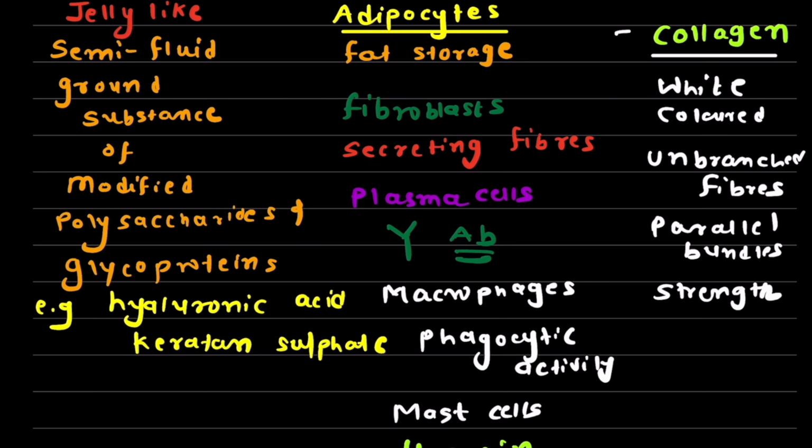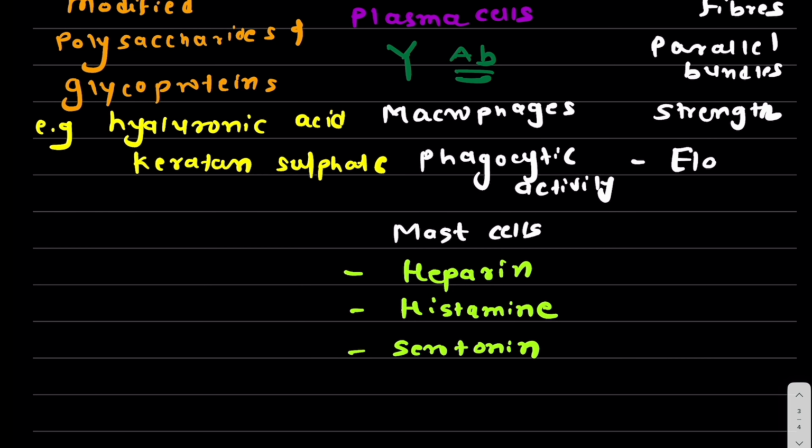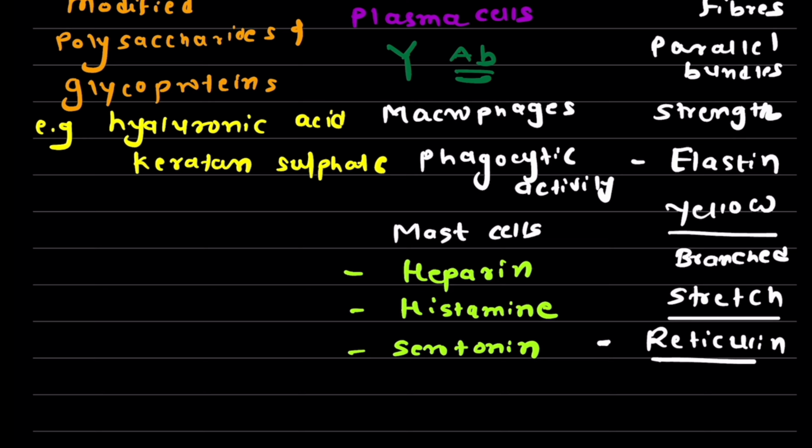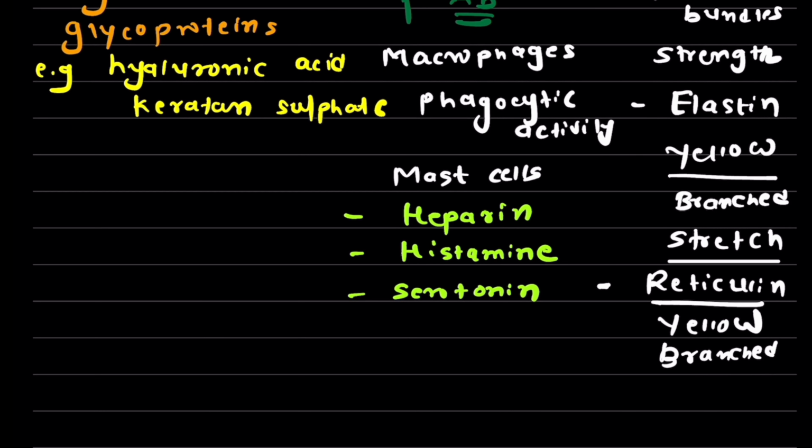सेकंड वन होता है इलास्टिन. सेकंड वन क्या होता है? इलास्टिन कैसा होता है? येलो कलर्ड, और ये होता है ब्रांच फाइबर दैट अकर सिंगल होता है एंड नोन फॉर द एबिलिटी टू स्ट्रेच, एज पर नेम इंडिकेट इलास्टिन, इलास्टिसिटी. And third one is called reticulin. It is also yellow colored, branched fibers that occur singly, known for forming a crisscross mesh-like network.